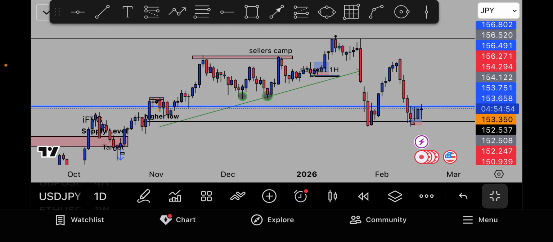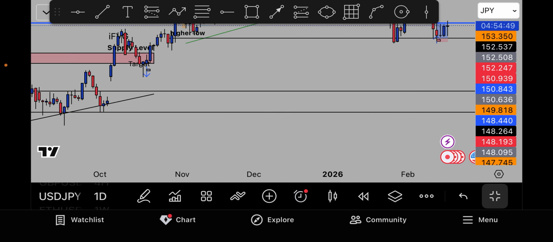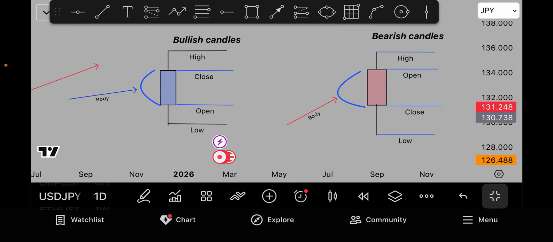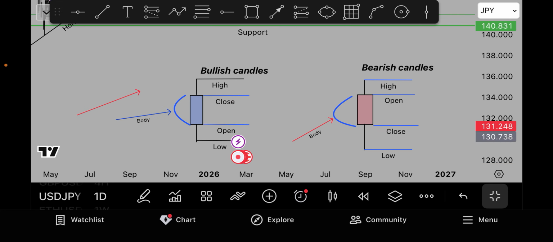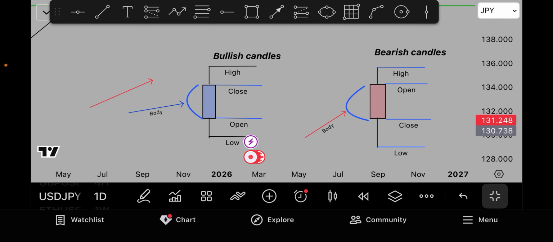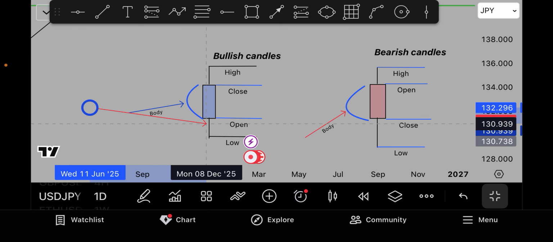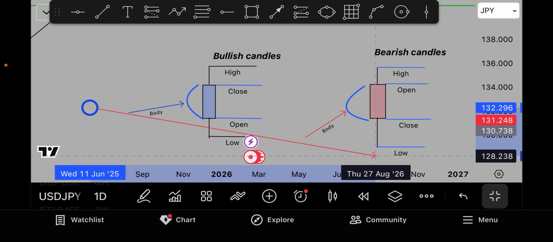I've already drawn out an example so I don't confuse you guys with too much that's going on in this chart up here. So I have an example of bullish candles and bearish candles, and we're going to go over each one of these parts. First off, bullish candles, of course, push price up. Bearish candles push price down.